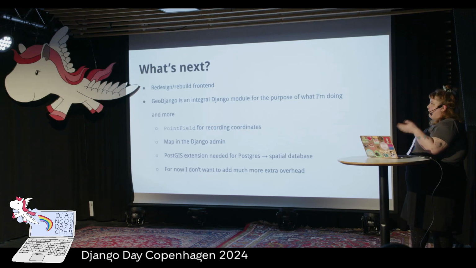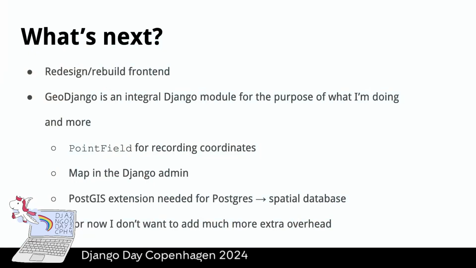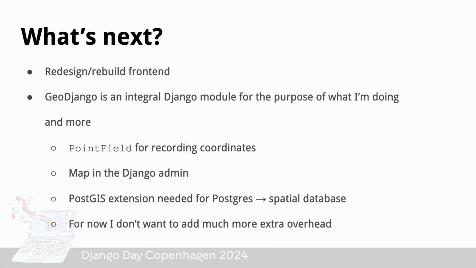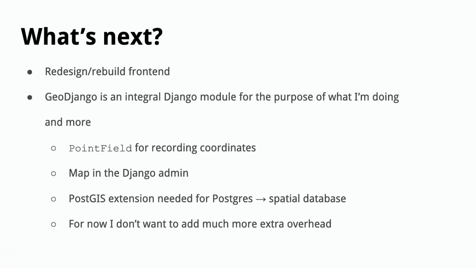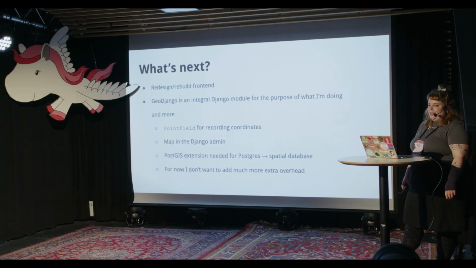So where am I going with this project? As I mentioned, I would like to redesign and rebuild the front end. Another thing I've come across is GeoDjango, which is an integral Django module. It's not a third-party library or anything, and it's basically for the purpose of what I'm doing. Some of its special features include a point field, which is a special database field for recording coordinates. You can also get a map in the Django admin for whatever purpose that might serve you.